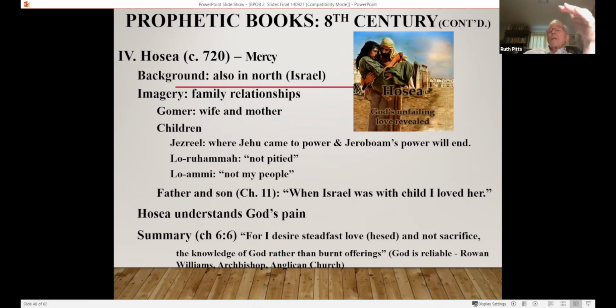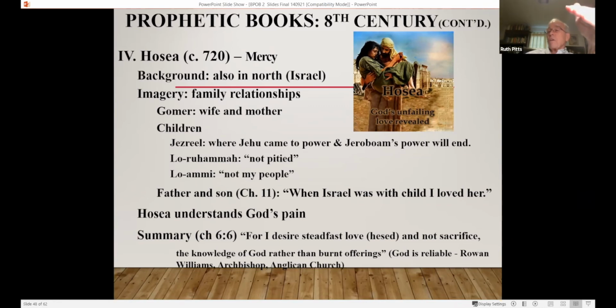The father and son image is used when Israel was a child. I loved her. You remember how much energy you poured into your children and would hope for them to love you back in your older age. The wife, it was so painful for him to lose this woman. And so he begins to understand the pain of Yahweh as his chosen people have left him. They go whoring after other gods. They worship other gods.